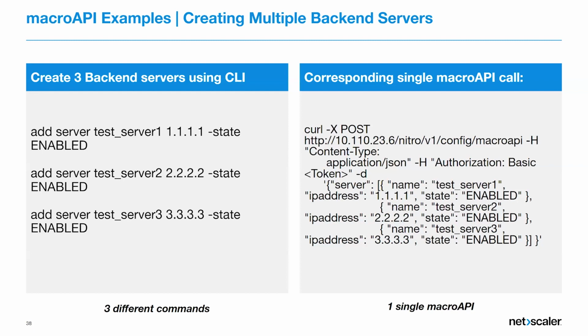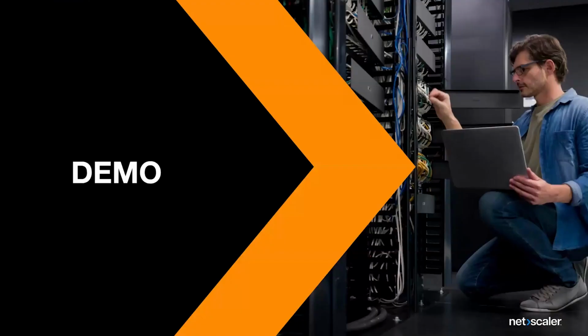On the left panel, if it is 3 commands, it's easy to cut and paste. But when it comes to creating a UAT environment or a load testing environment, we would need to copy paste multiple CLI commands. Rather than that, you have one single API call. It's way faster to do a macro API execution.